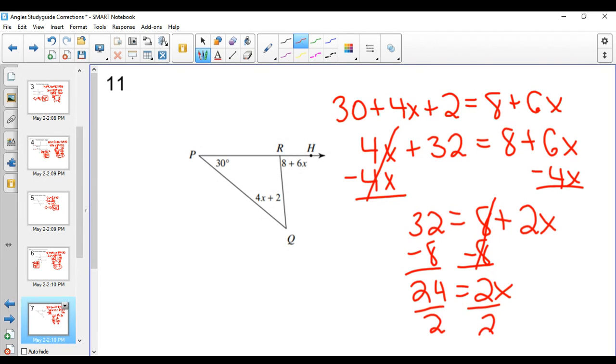Divide both sides by 2, and we get x equals 12. Okay, and it doesn't ask for any specific angle measurement, so we're assuming that they just want the value of x, so x equals 12. So we're finished with that one.